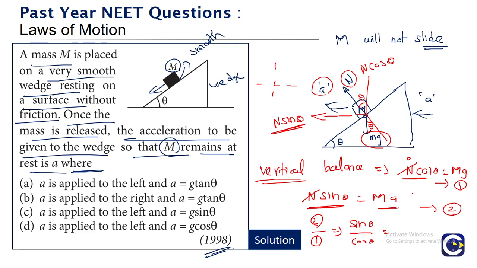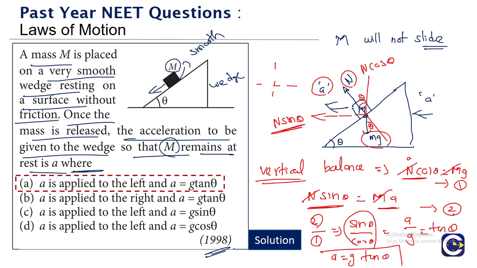Right hand side is M into a divided by M into g. M will be cancelled. It is a by g. Sin theta by cos theta means tan theta, right? So a by g is equal to tan theta, which means a is equal to g into tan theta. So if you give this much amount of acceleration to the left side, then the block M will remain at rest with respect to the wedge.